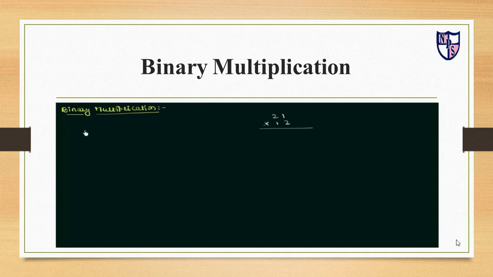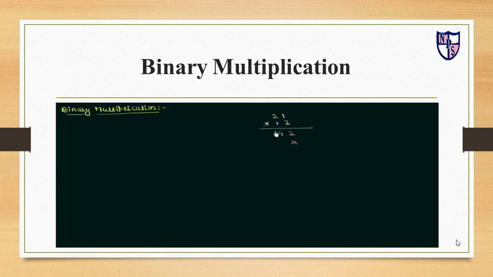So what we do in multiplication, we first multiply the number 21 with 2. So 2 multiplied by 1 is your 2. 2 multiplied by 2 is your 4. Then we just cancel out this position for the next multiplication. It means we are not going to use this position.